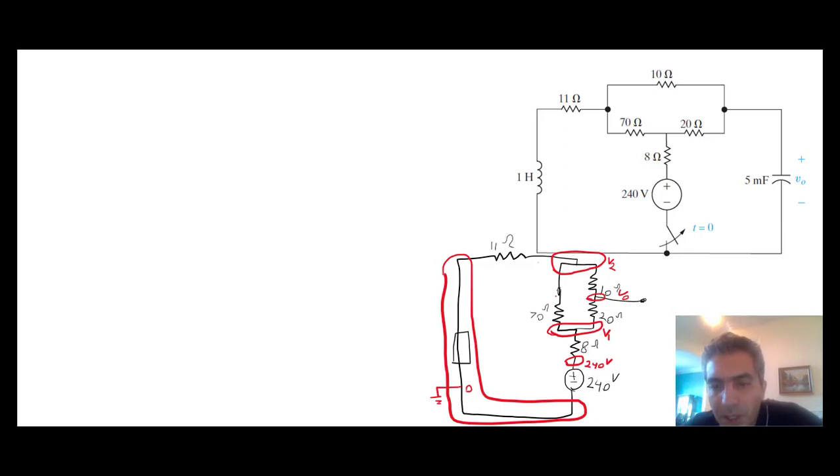Now we're going to label currents. There's a current for each component. I'm going to call that I1. There's a current for this component. I'm going to call that I2. There's a current for this component. I'm going to call that I3.